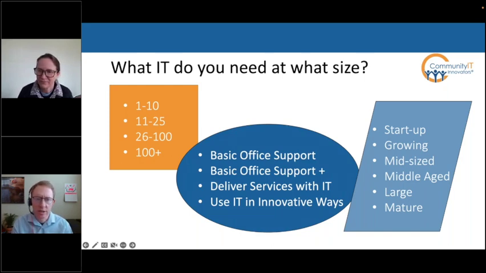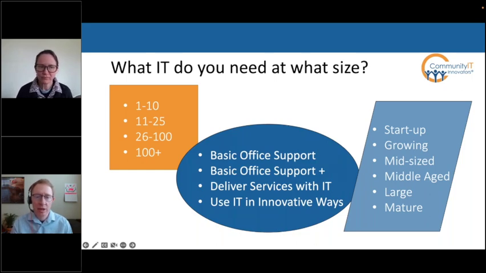In our experience, organizations that have less than 10 staff usually don't see enough value from working with a managed services provider to make that worthwhile. And we've found that most smaller organizations do have IT needs, and they do need someone to help them with those.